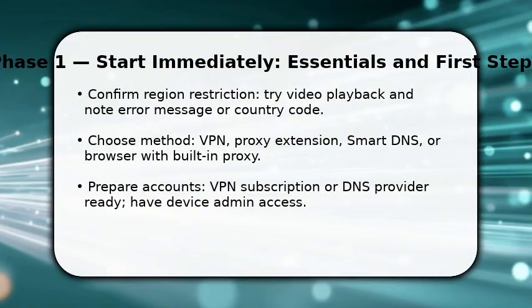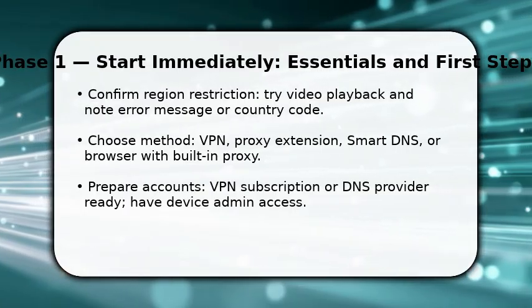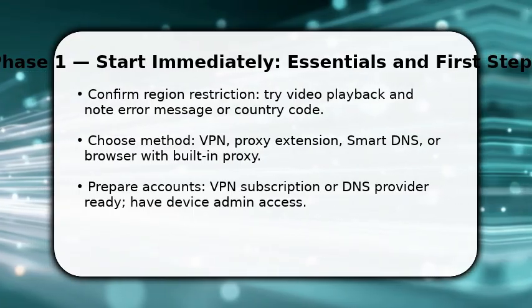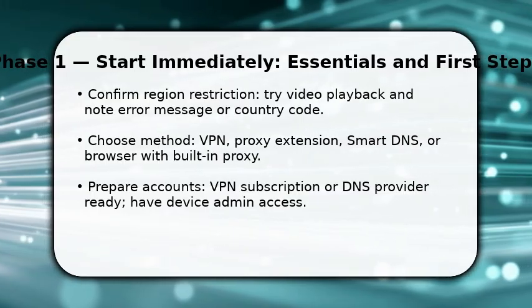You start by confirming the restriction, attempt playback, and note the error. Once done, pick a method: VPN for broad coverage, Smart DNS for speed, or a proxy extension for quick tests, because each changes how your IP appears.